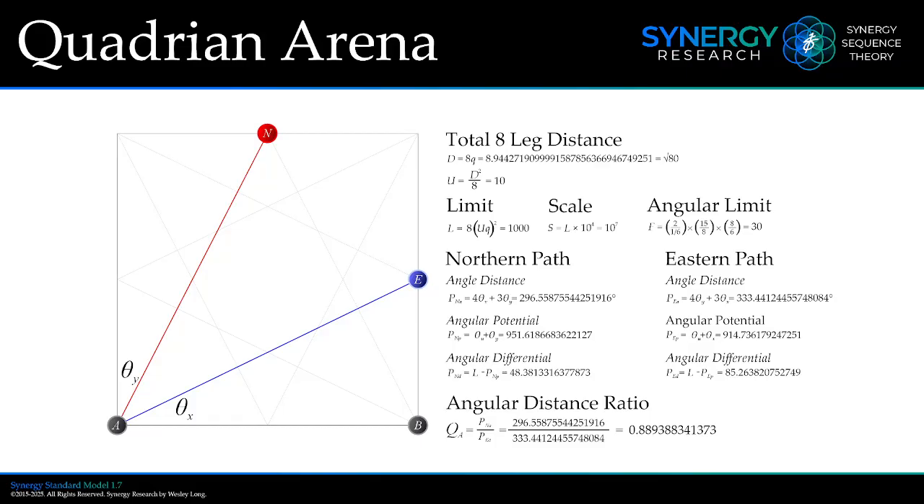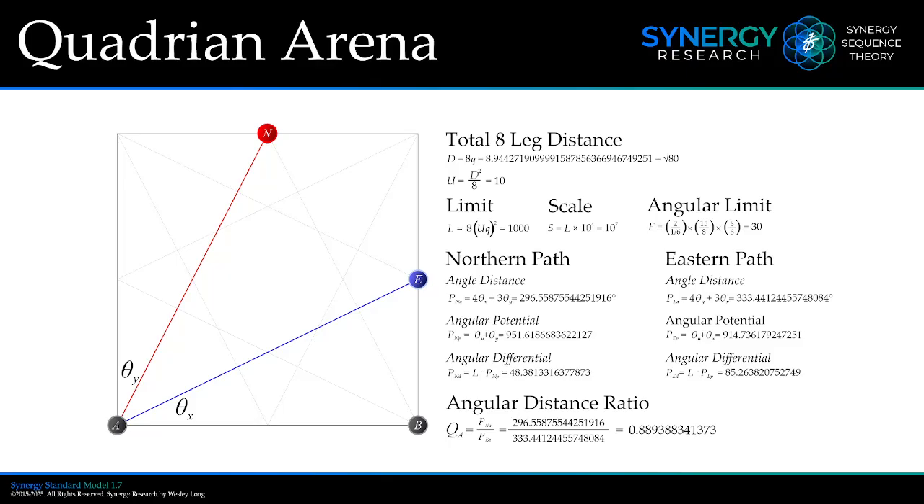On the eastern path, we calculate a different sequence, 4 right turns of theta y and 3 left turns of theta x. That gives a slightly higher total, over 333 degrees, and an angular potential near 914.7. The eastern path rotates more, yet achieves lower potential. That asymmetry is central to how the synergy model interprets mass, energy, and even charge. It's not the distance, it's the rotational signature.